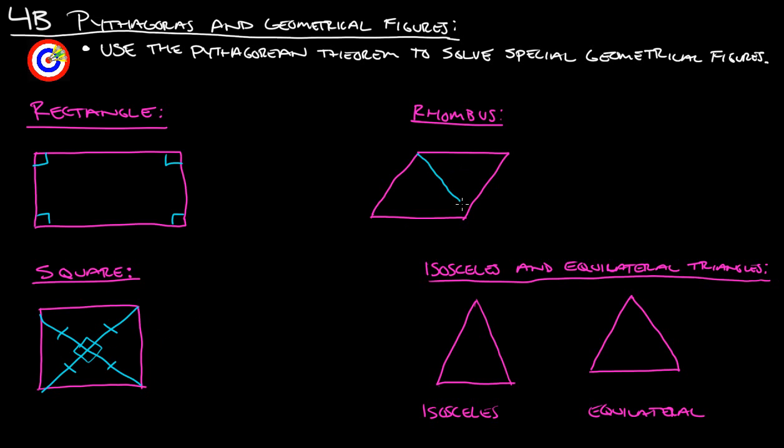Rhombus, also when you draw diagonals, the diagonals on a rhombus also bisect each other. So this length is the same as that length, and this length here is the same as that length there. And also, just like the square, all these angles in here are right angles.